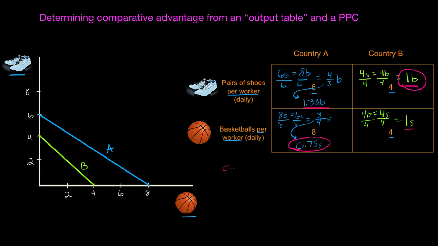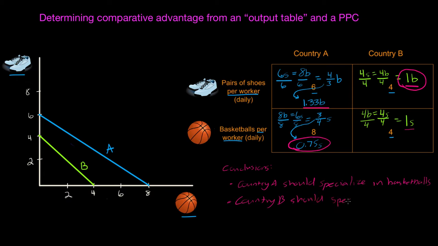So with this information, we can come up with some conclusions. First, we know that country A should specialize in basketball production because it can produce basketballs at a lower opportunity cost than country B. Next, we know that country B should specialize in shoe production due to its lower opportunity cost of 1 basketball per pair of shoes compared to 1.33 basketballs per pair of shoes in country A.